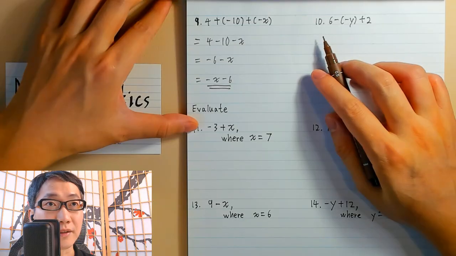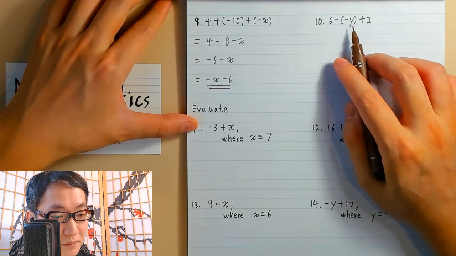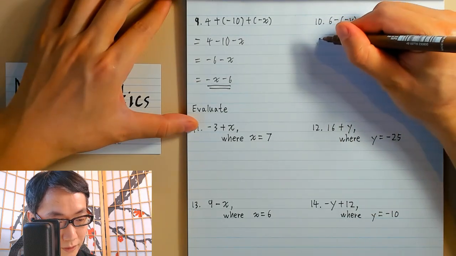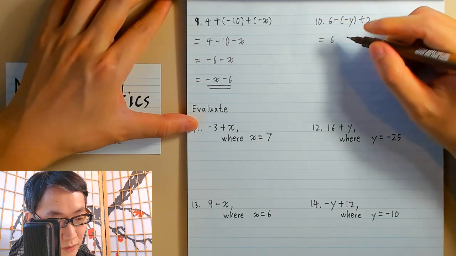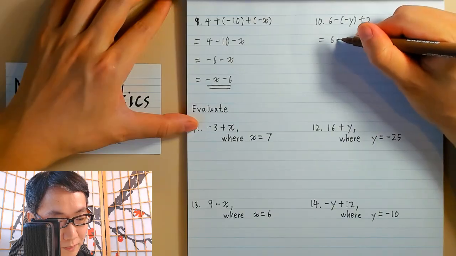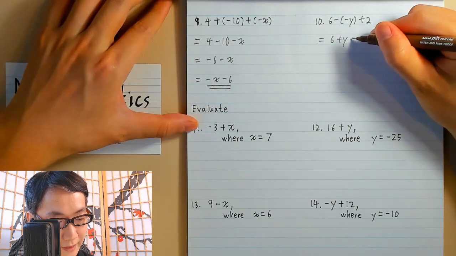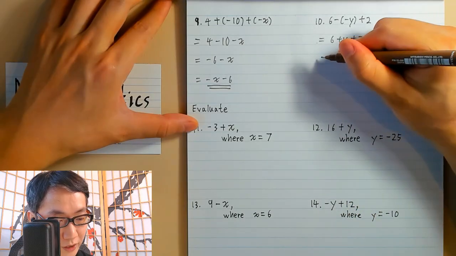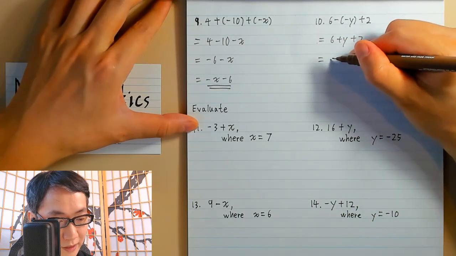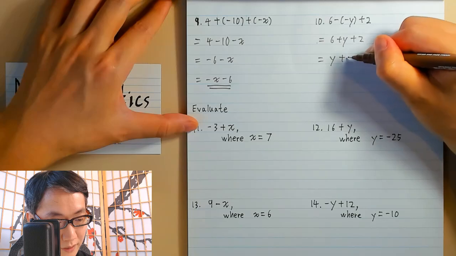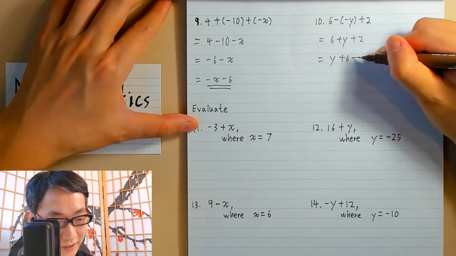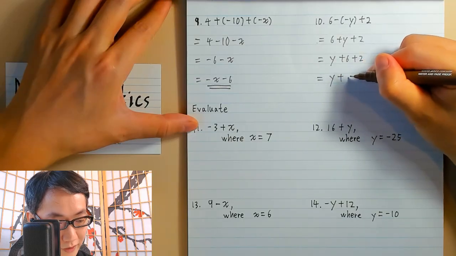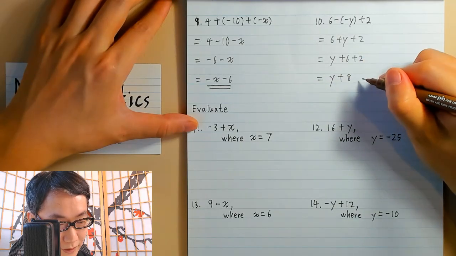Okay, and number 10, so 6 minus y, positive 2. So we do the reverse of this, so this becomes plus y, and then positive 2. So then I rearrange such that the values are together. So y plus 6, or positive 6, positive 2, and then we have y positive 8. Okay.